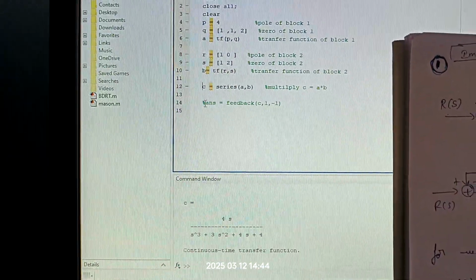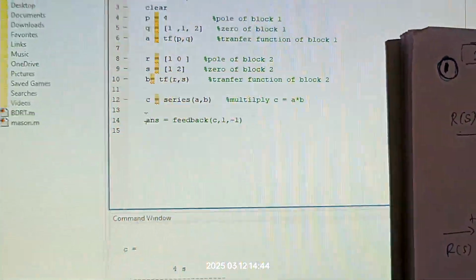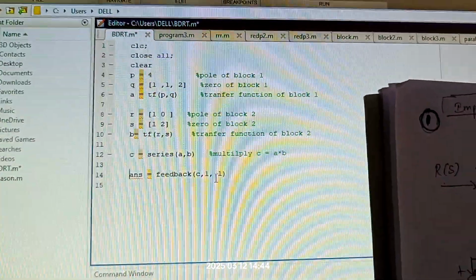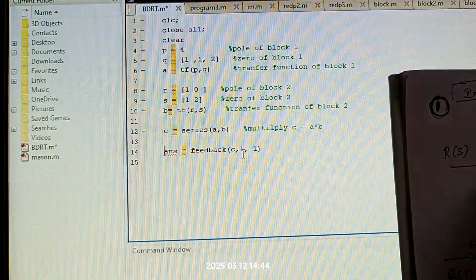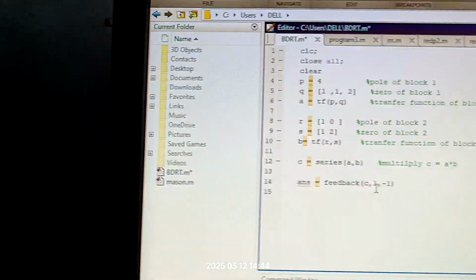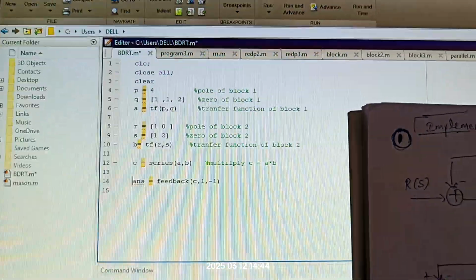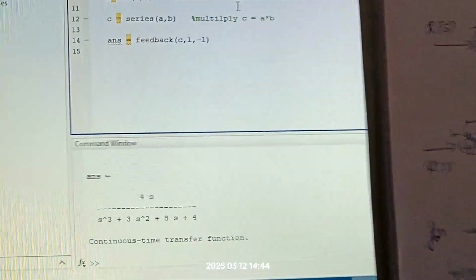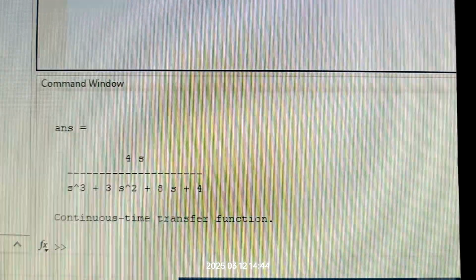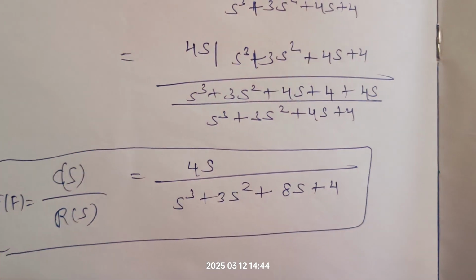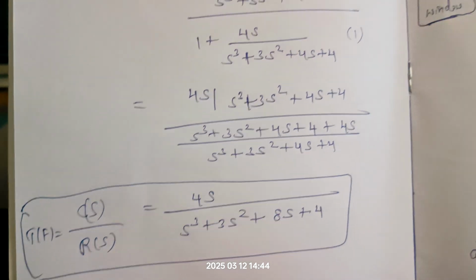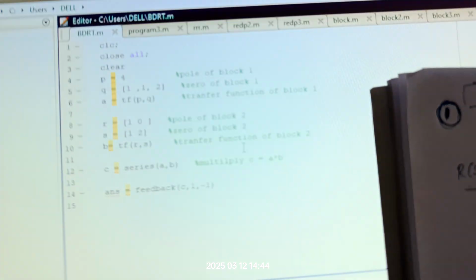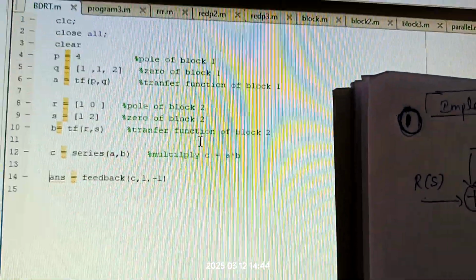The last one is to get the answer with the help of feedback. C is the series as well as this one, and this minus 1 is negative feedback. If I run this, you can observe the output window. The answer you are getting is 4s divided by s cube, and it is matching with this. This is the implementation of the block diagram reduction technique using Matlab code, very simple.